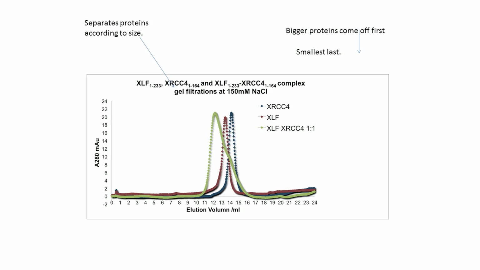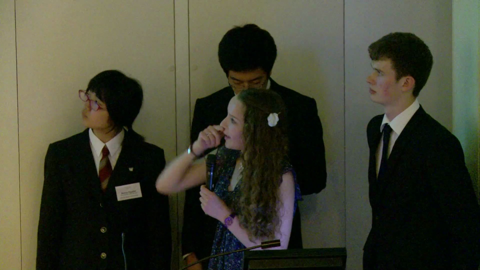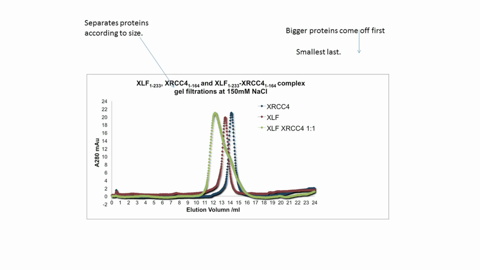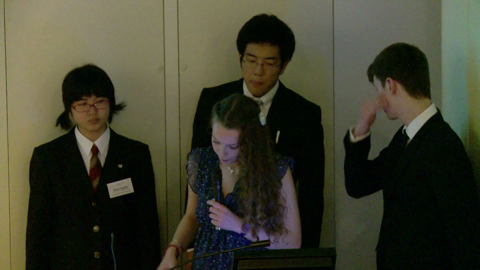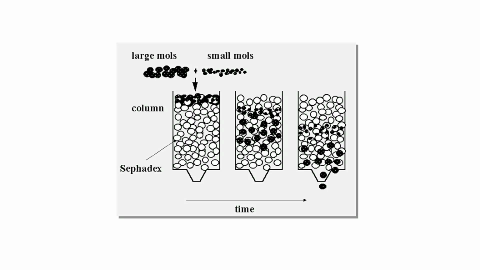As you can see, the green one, that's the XLF XRCC4 1-to-1, was a mixture of proteins. So that's bigger, hence the peak shift to the left. The bigger molecules come out faster, as they can't go through the pores. The smaller molecules, meanwhile, can go through all the pores, so they take longer, which is just what the picture shows.